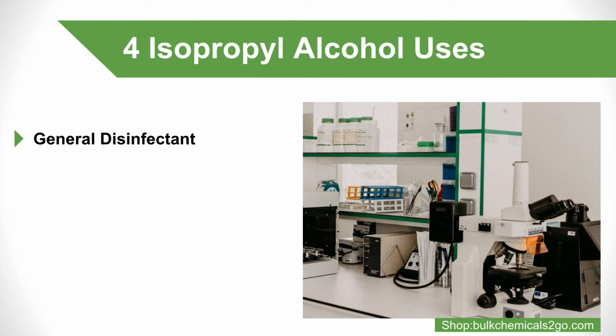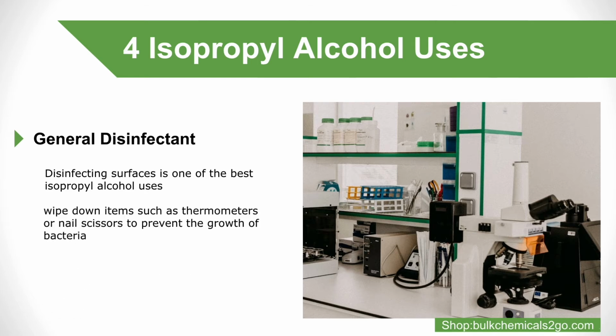Number 2. General disinfectant. Disinfecting surfaces is one of the best isopropyl alcohol uses, thanks to its antiseptic properties. It can be used to wipe down items such as thermometers or nail scissors to prevent the growth of bacteria.